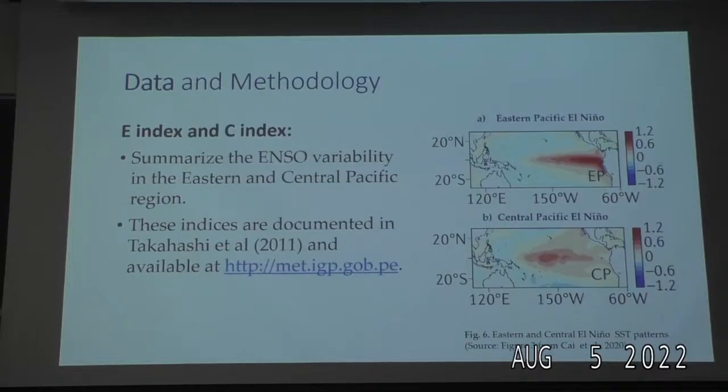And also, we use the E-index and C-index, where basically these two indices summarize the ENSO variability in the Eastern and Central Pacific region. And as you can see in the figure, the Eastern Pacific is the top figure. We are going to see the warming of the sea surface anomaly in the Eastern Pacific. Then at the bottom, we are seeing the Central Pacific El Niño, when we are seeing the warming of the sea surface temperature anomaly only in the Central Pacific. And basically, these indices are documented in Takahashi and are available on that web page.